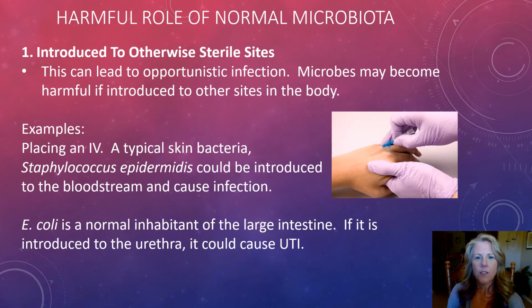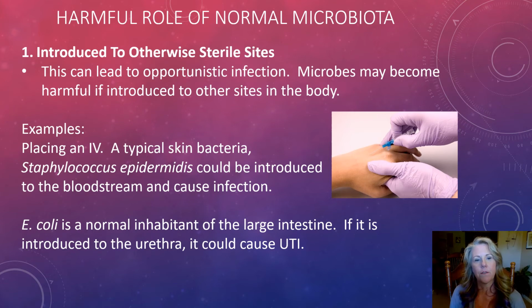Okay, now I want to talk about the harmful role of our microbiota. How can it be harmful to us? One of the ways it can be is if it's introduced to otherwise sterile sites. This can lead to opportunistic infections. Microbes may become harmful if they're introduced to other sites of the body where they're not normally found.